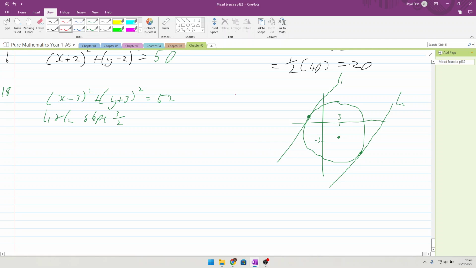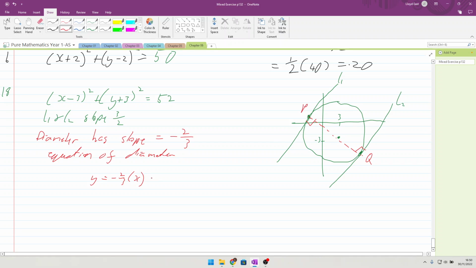Okay, so if we join up P and Q, they make a diameter, they go through there, which means they're at 90 degrees, which means that diameter has a slope equal to minus 2/3, because it's the negative inverse. Okay, and we also know it goes through 3, minus 3. So, equation of diameter is y equals minus 2/3 x plus c, and then the y value is minus 3 for the centre of the circle, minus 2 over 3 plus c, which means minus 3, what's that?